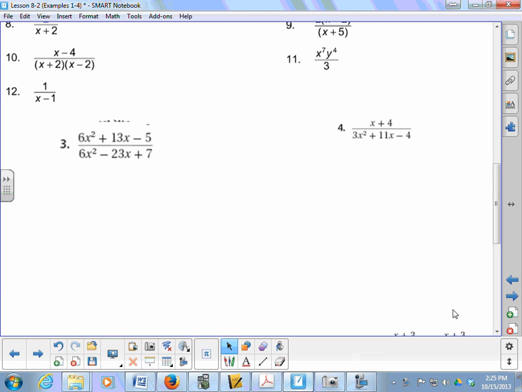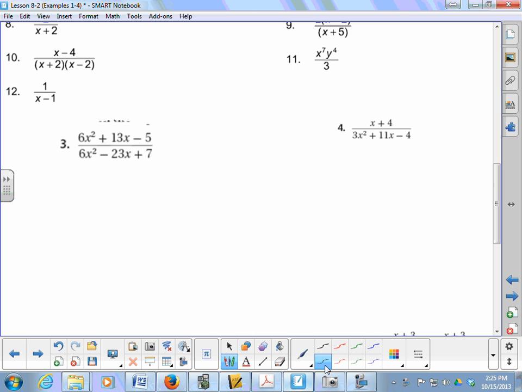Okay, so on number 3 here, we want to simplify this expression and define where the variables are, or where the denominator is equal to 0, so where the function is undefined. So the first thing we've got to do is factor. For some of you, that is probably the hardest part of this, just doing the factoring itself.